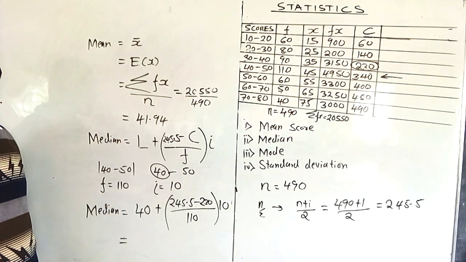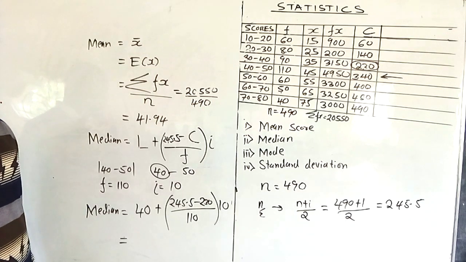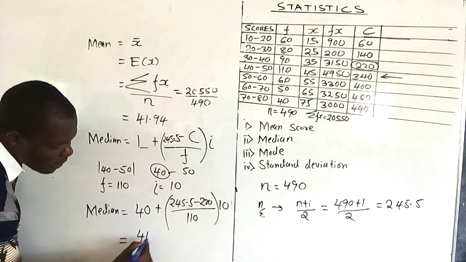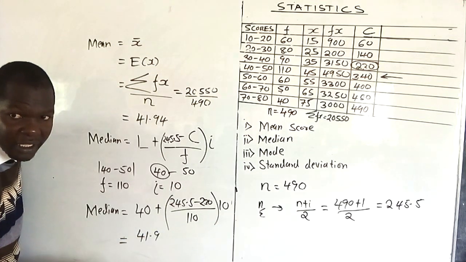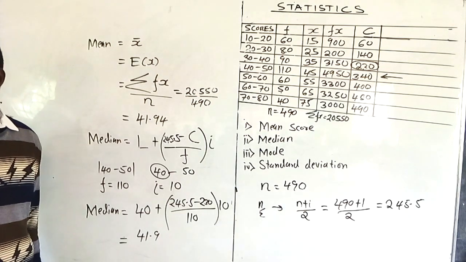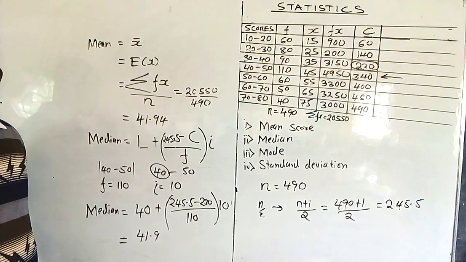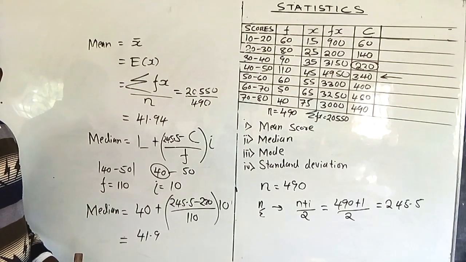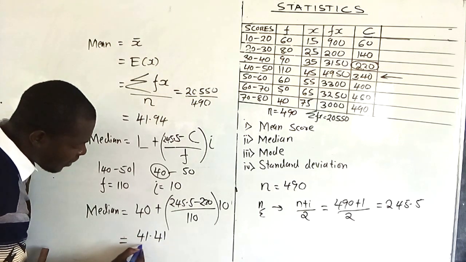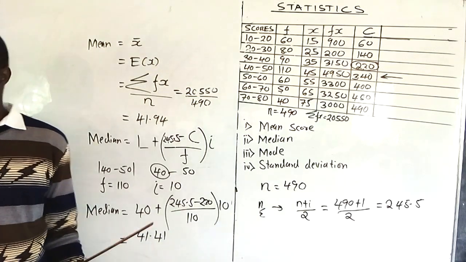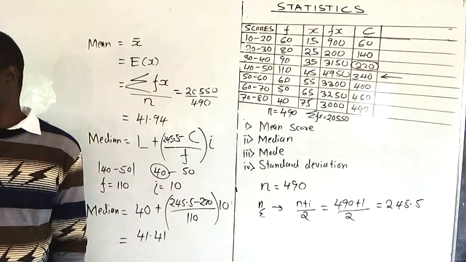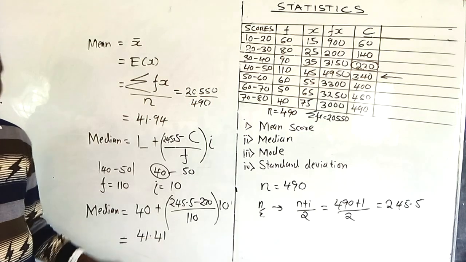Or feed the whole of it at once. You have 41.41. I hope everybody's there. Yes. Good. So the median is 41.41, and you can see 41.41 is between the class limits of the median class. It is between 40 and 50, isn't it? So you would have found the median value.